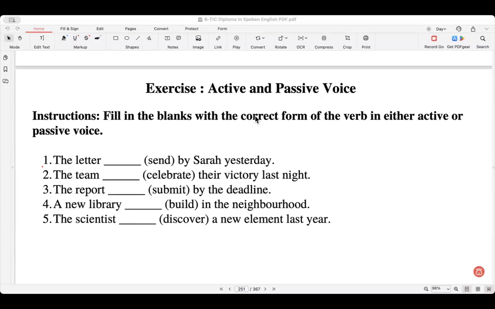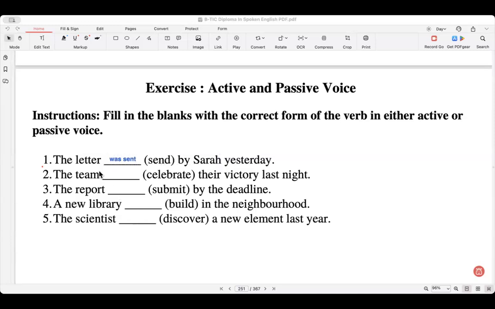Miss. Yes, are you done? Yeah. Okay. The first question: what's the answer? The letter? The letter was sent by Sarah yesterday. Excellent, that is correct. Good job.